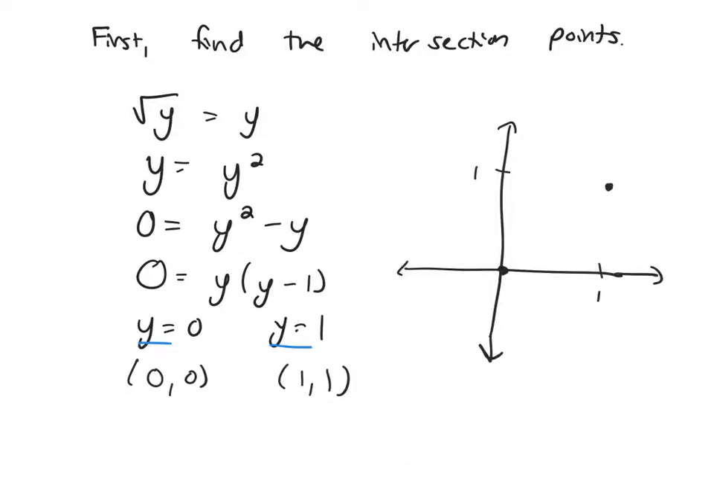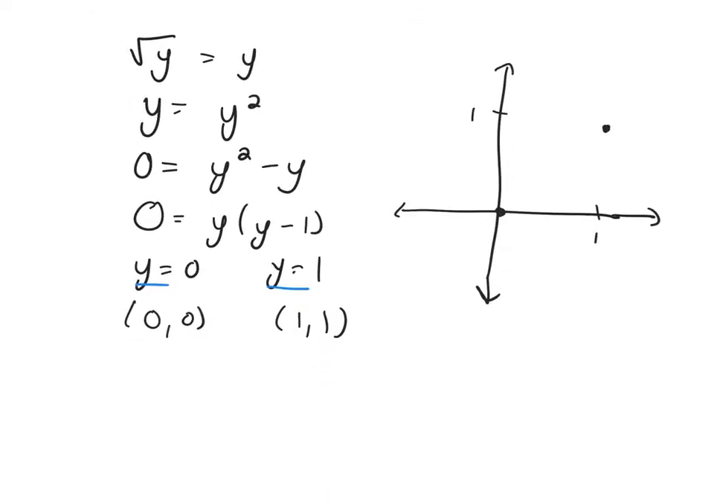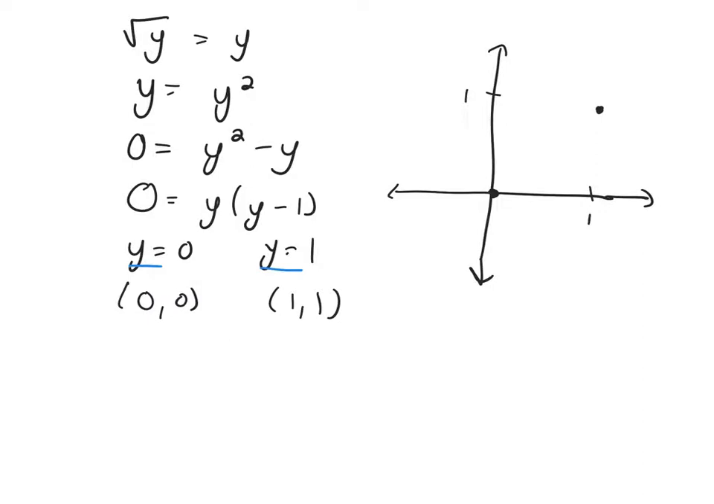So I need to know which function is on top of the other in between. I know that they intersect at these two places, but I need to know which function's on top and which function's on bottom. So we're going to plug in a y value between our two y values here. So between 0 and 1, let's plug in y equals 1/2 into our two functions. So for x equals y, if we plugged in y equals 1/2, we'd get x equals 1/2. So I get the point 1/2, 1/2.